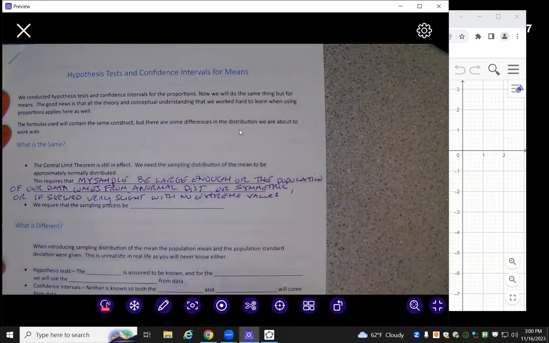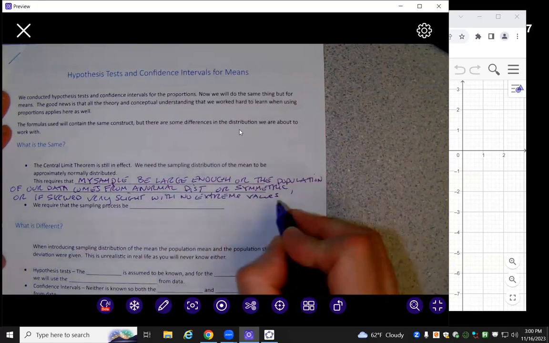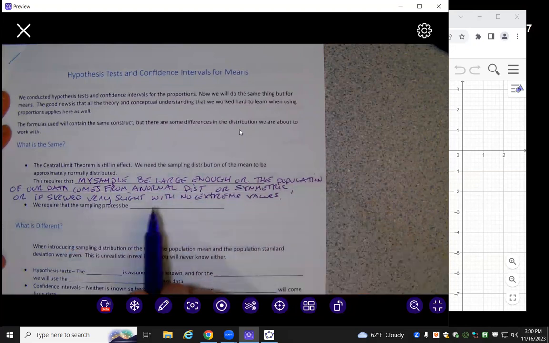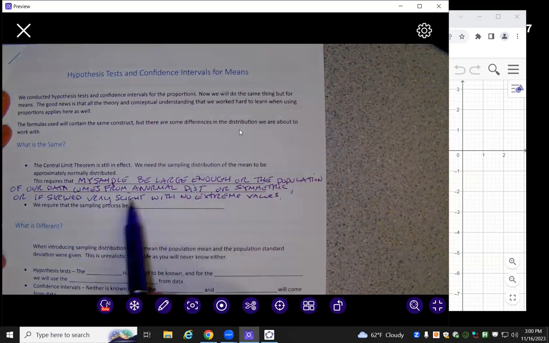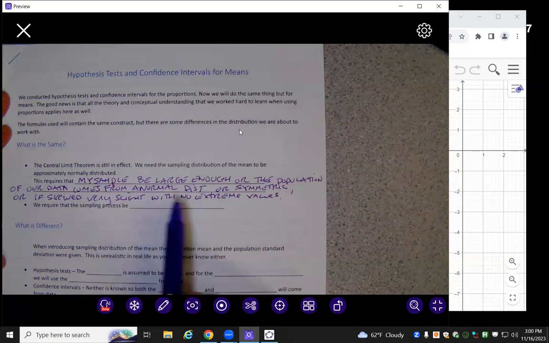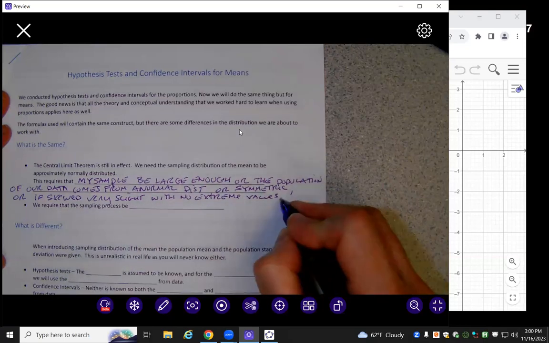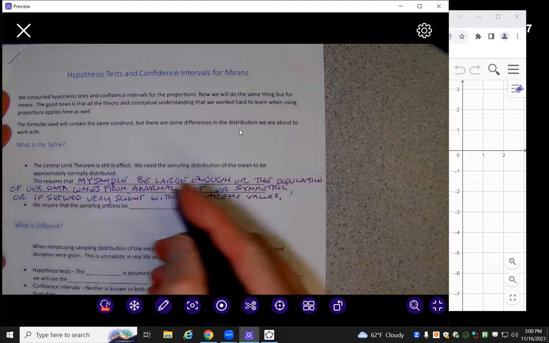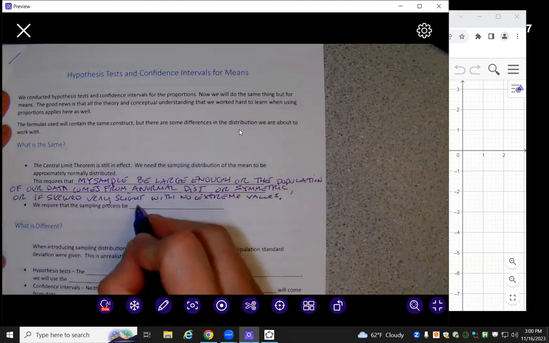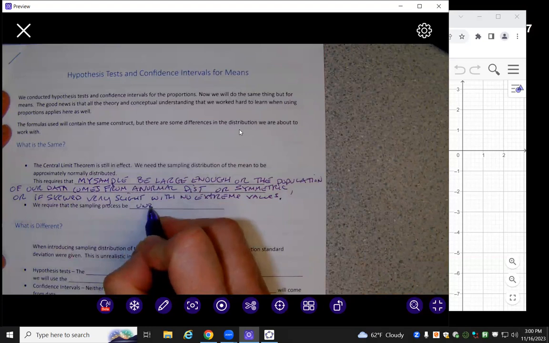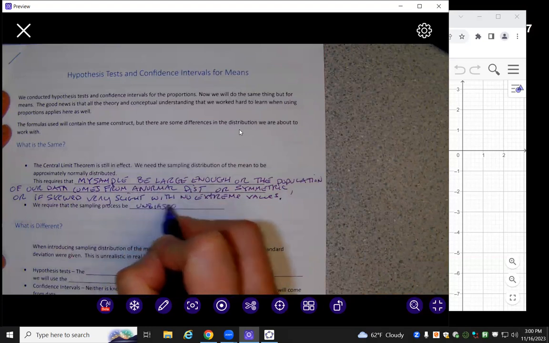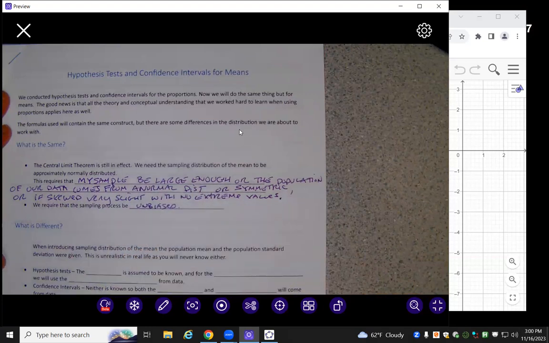And again, what I mean by this is that if it's a small sample size, then we definitely would need it to be normal or nearly symmetric, or if skewed, very slight. If my sample size is large, we can relax that. We definitely require that the sampling process be unbiased. That is always going to be, no matter what, the requirement for anything.